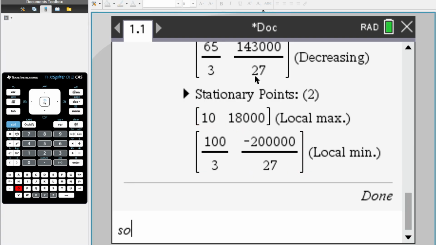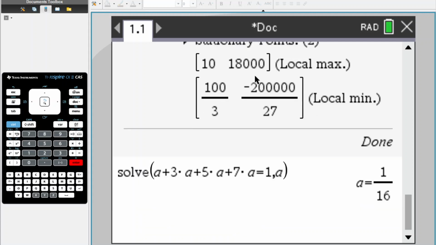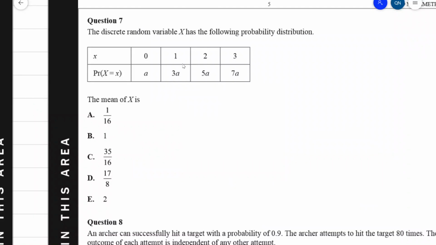So we're going to solve a + 3a + 5a + 7a = 1 with respect to a. So a is 1/16. And all we have to do is use the formula for expected value. So we multiply x value with probability and then just sum it together. So what you can do is the following.